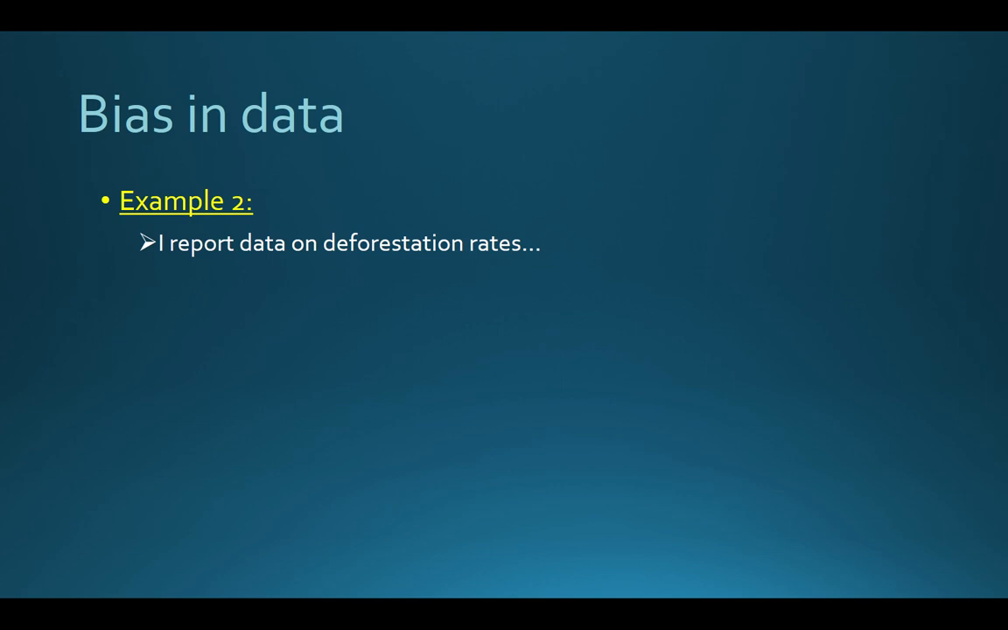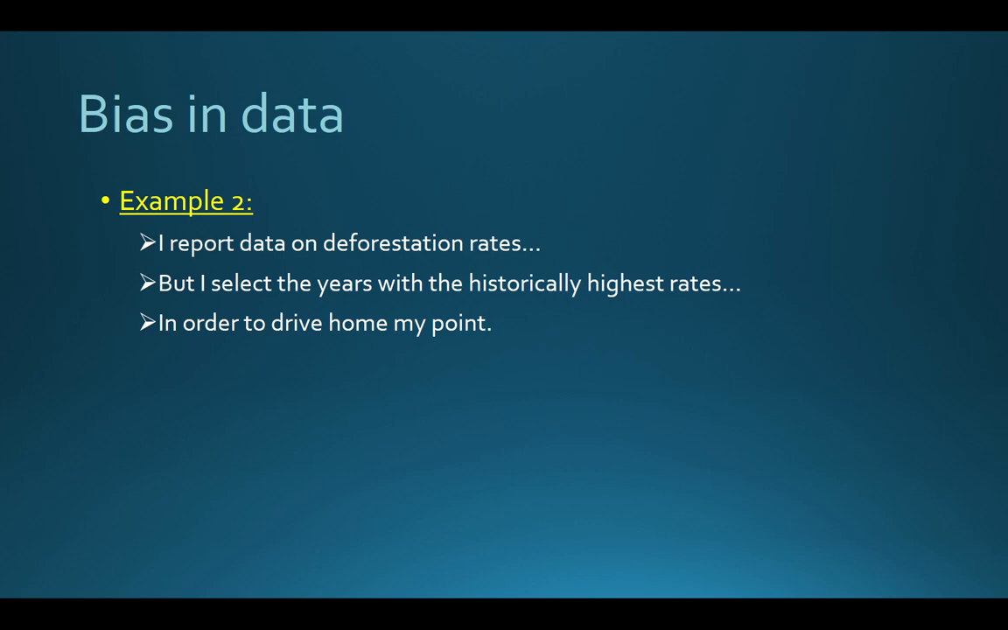Let's say that I report data on deforestation rates, and I'm trying to emphasize, look, deforestation is a concern. But to do that, I select the years with the historically highest rates, right? Does that make sense? Maybe I'm really trying to hit home this point: deforestation is bad, and we need to focus more on deforestation in Costa Rica. I get away from the normative by getting positive, and I want to use some data, but I select the data with the most historically high rates of deforestation because I'm trying to drive home my point, right? But I don't reveal this.